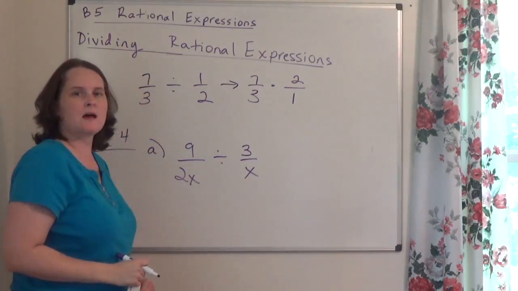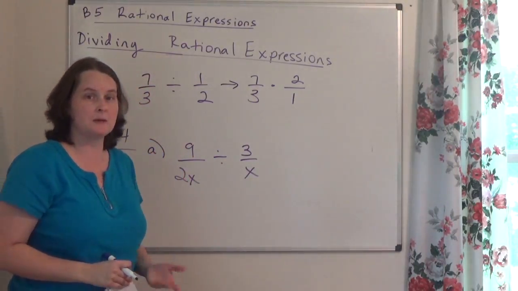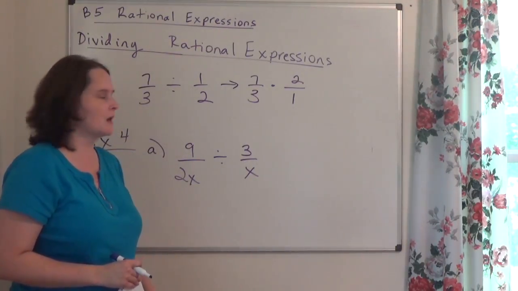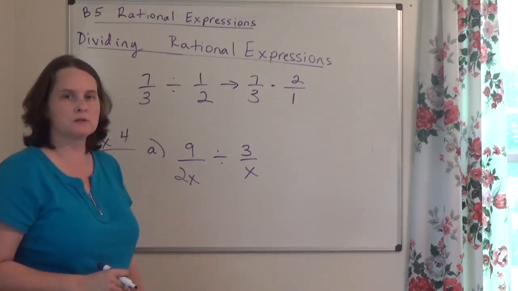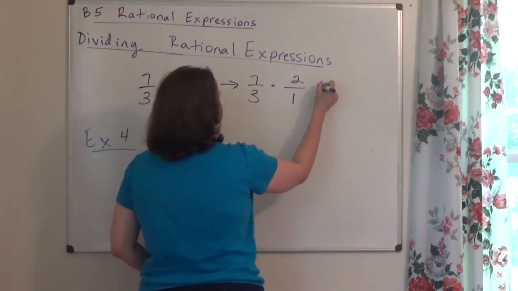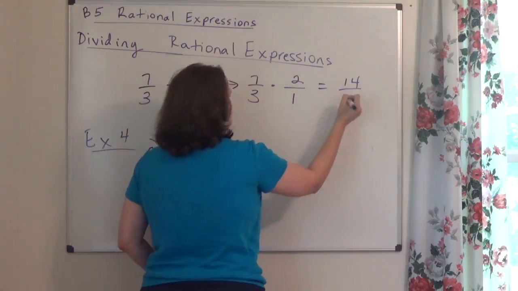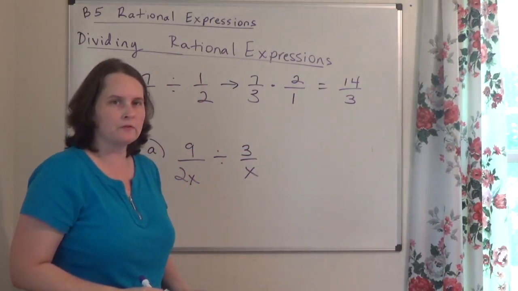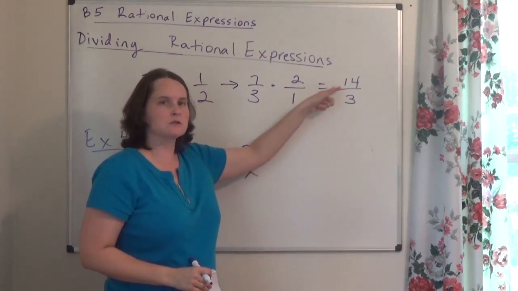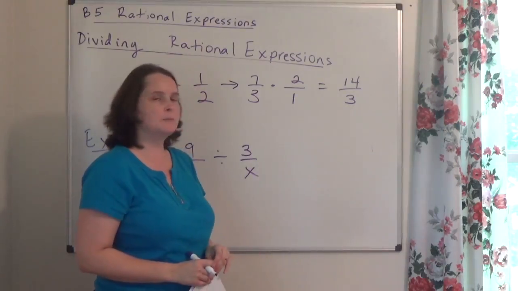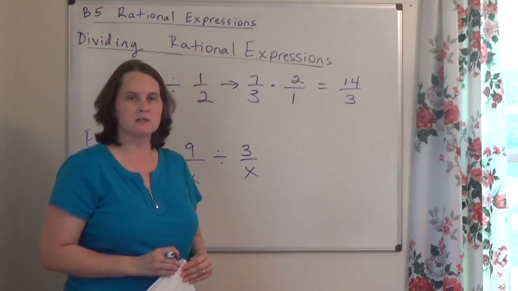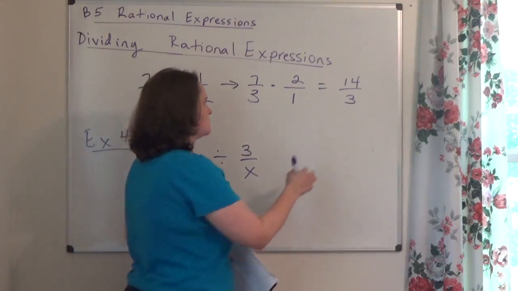Once you have it as a multiplication problem, it's exactly the same steps that you did for the multiplication. If you can reduce something at this point, you want to try to do that. This does not have anything that can be reduced, so I'm just going to multiply straight across the top and straight across the bottom. I get 14 over 3. Now, you might want to go further with that because 14 is a lot larger than 3, but they don't share any common factors. So this technically is simplified. It could be written as a mixed number, but in algebra, most of the time we prefer to just leave them as improper fractions. So that's it. That's as far as I would take that.